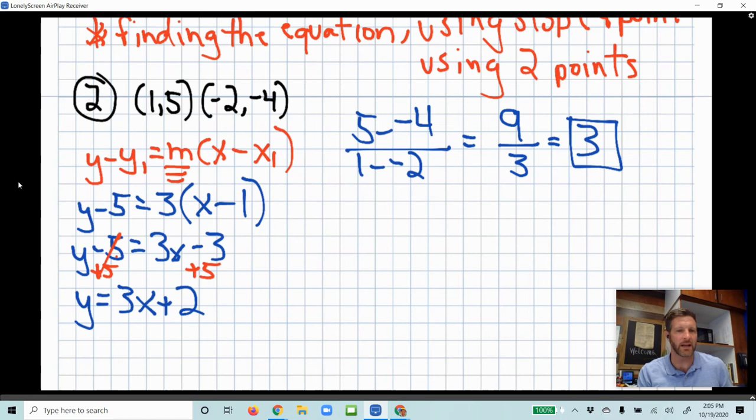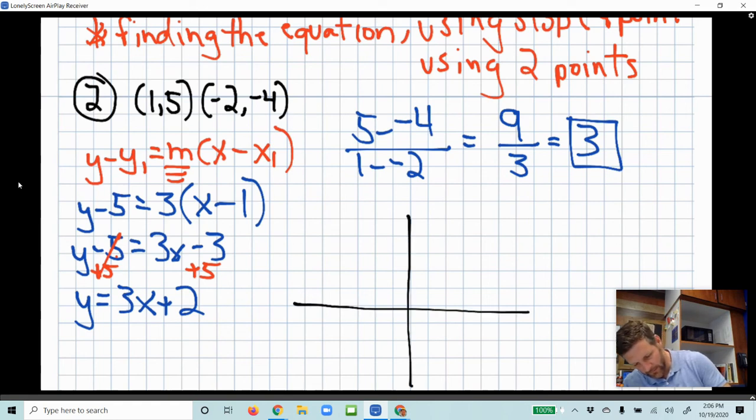I could graph this. I didn't ask you to graph it, so I'm not going to. Oh, actually, maybe I will, just to demonstrate it. Show you how easy it is. So we can graph this by, first of all, the 2 is the b. That's my y-intercept. So that means this thing crosses the y-axis right there at 2. And then it has a slope of 3.